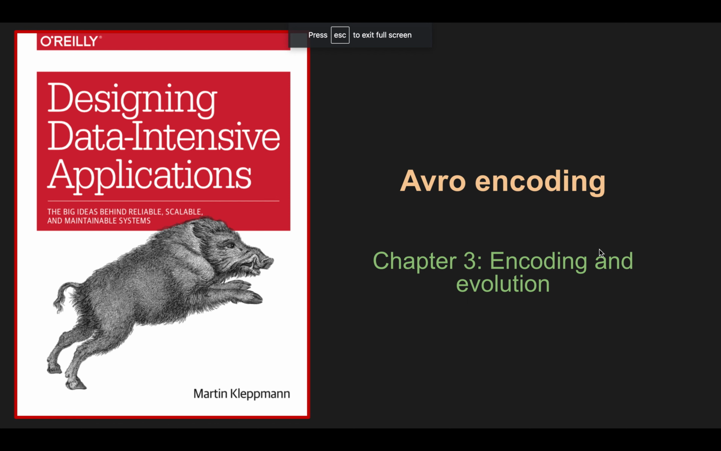In the last video, we talked about Thrift and Protocol Buffers. Apache Avro is another binary format that is interestingly different from Protocol Buffers and Thrift. It was started in 2009 as a sub-project of Hadoop, as a result of Thrift not being a good fit for Hadoop's use cases.